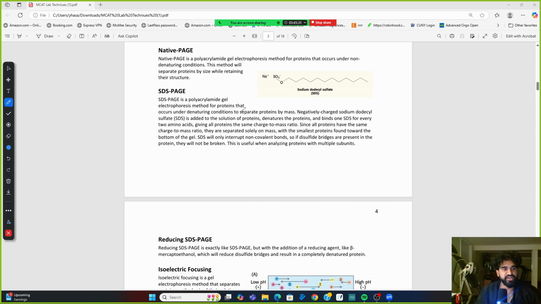Negatively charged sodium dodecyl sulfate is added to the solution of proteins, denatures the proteins, and binds one SDS for every 2 amino acids, giving all proteins the same charge to mass ratio. Since all proteins have the same charge to mass ratio, they are separated solely on mass, with the smallest proteins found toward the bottom of the gel. Right? SDS will only interrupt non-covalent bonds. If disulfide bridges are present in the protein, they will not be broken. This is important for the next thing. This is useful when analyzing proteins with multiple subunits. Okay?